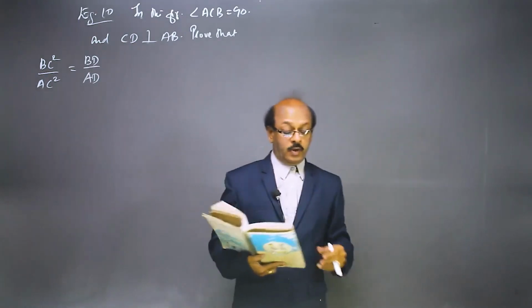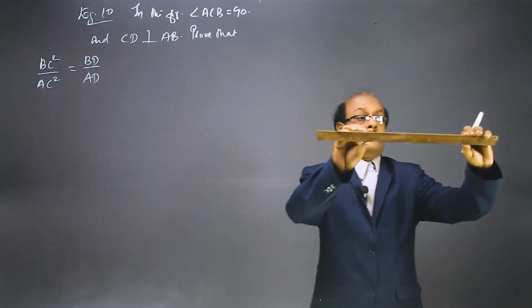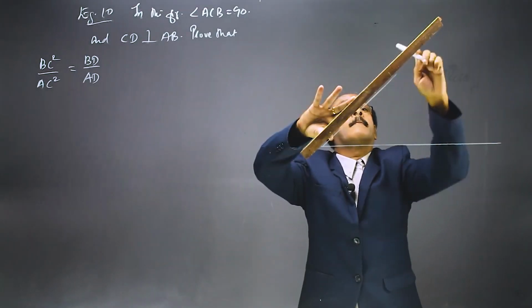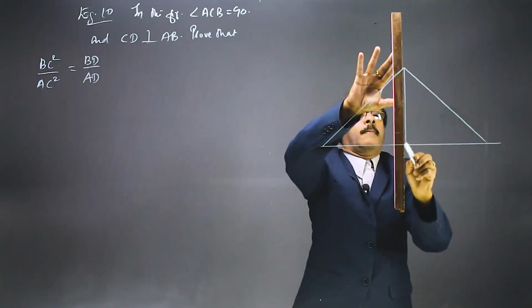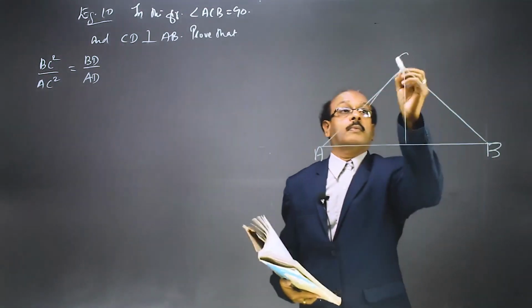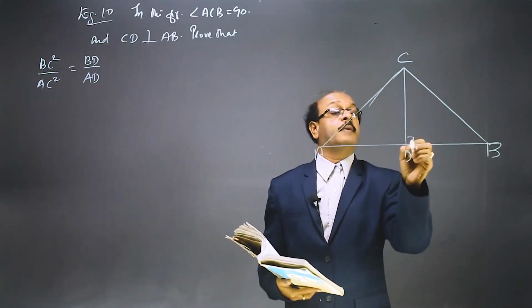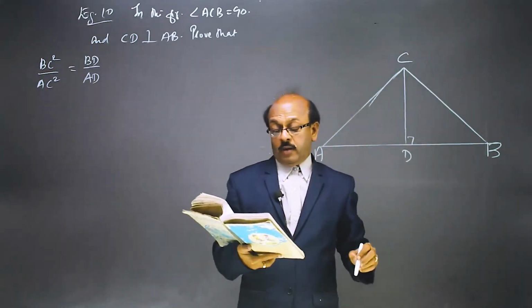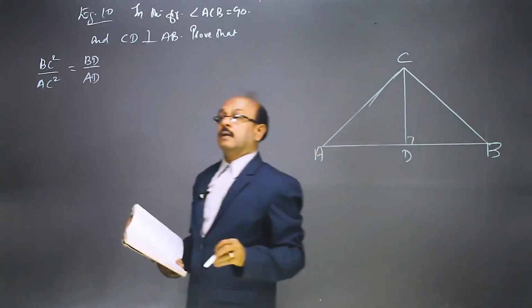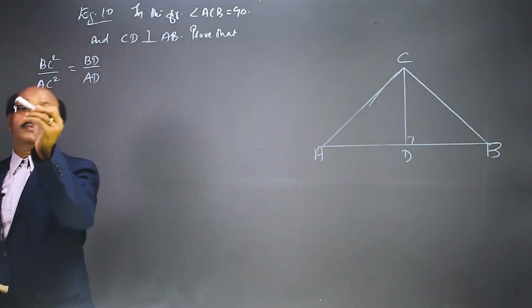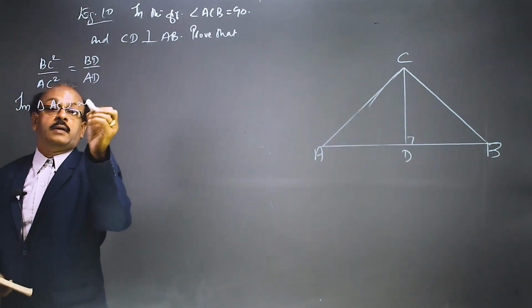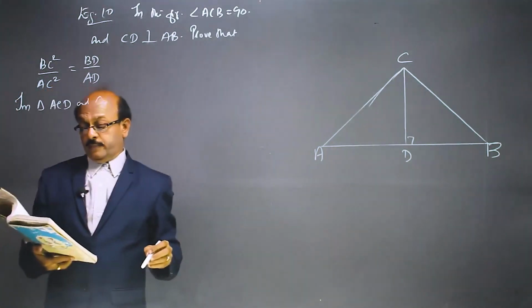Now, we have to draw the figure. It is triangle ABC and CD is perpendicular to AB. Now, we have to consider triangle ACD and triangle ABC.